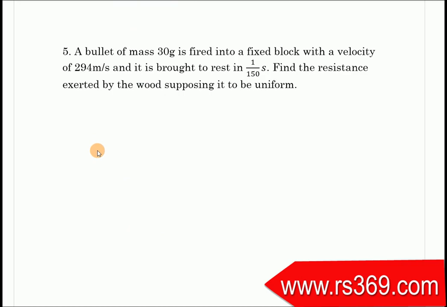This one is saying that a bullet of mass 30 grams. We have a mass of 30 grams. This is the same as 0.03 kilograms. It is fired into a fixed block with a velocity of 294 meters per second, and it is brought to rest in a time of 1/150 seconds. They want to find the resistance offered.